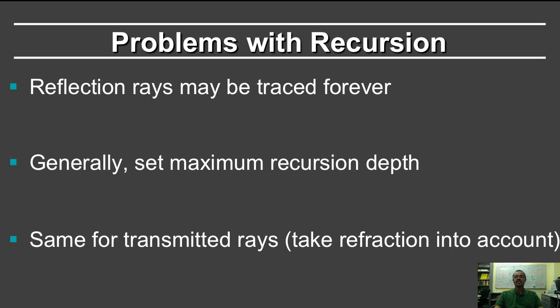A simple solution is to set a maximum recursive depth, for example 5, and so for each ray you keep track of how many times it's gone through the recursion. Once it's gone through 5, it does not spawn new recursive rays. If you implement transmission, then you have to take Snell's law and refraction into account, but transmitted rays similarly have a certain recursive depth.